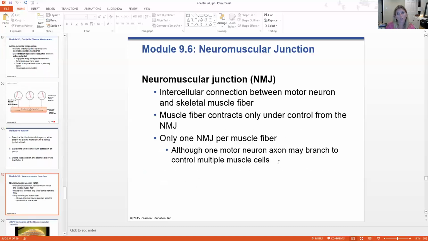Moving right along to the neuromuscular junction. This is the connection between the motor neuron and the skeletal muscle fiber. The skeletal muscle fiber only contracts when the neuromuscular junction tells it to. There's only one neuromuscular junction per muscle cell, although one motor neuron can innervate several muscle fibers.